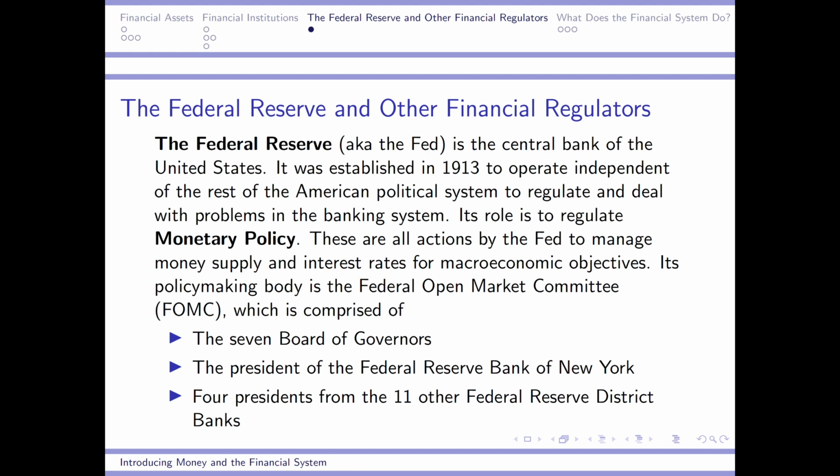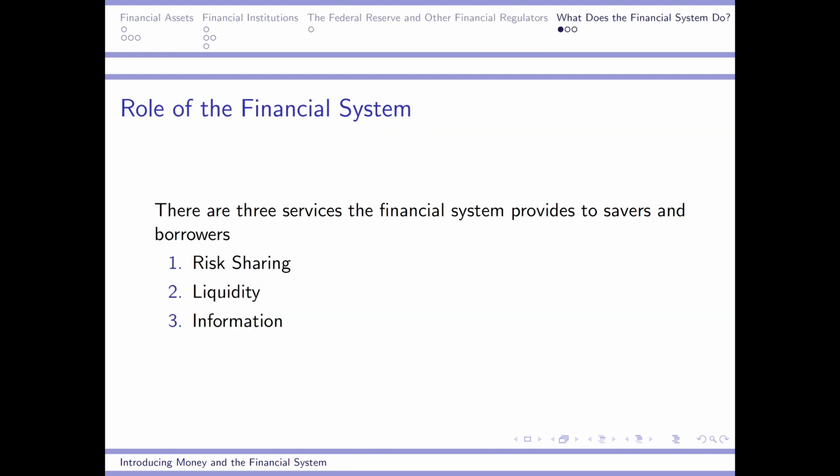And so collectively, the Open Market Committee gets together, evaluates how the markets are doing compared to their monetary policy objectives, and then tweaks their objectives and plans based on what they see. Now, finally, what does the financial system do? What are we talking about when we're talking about the financial system and everything coming together? There are 3 main objectives that it gives investors. First is risk sharing, second is providing liquidity, and then finally providing information.